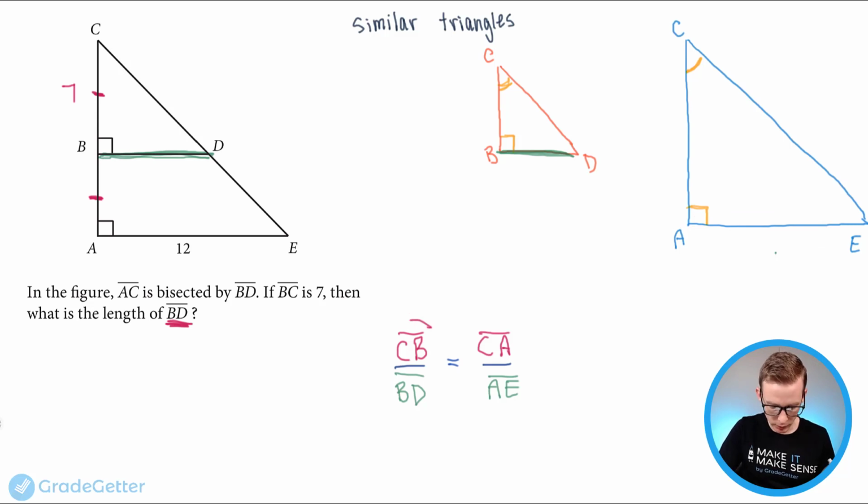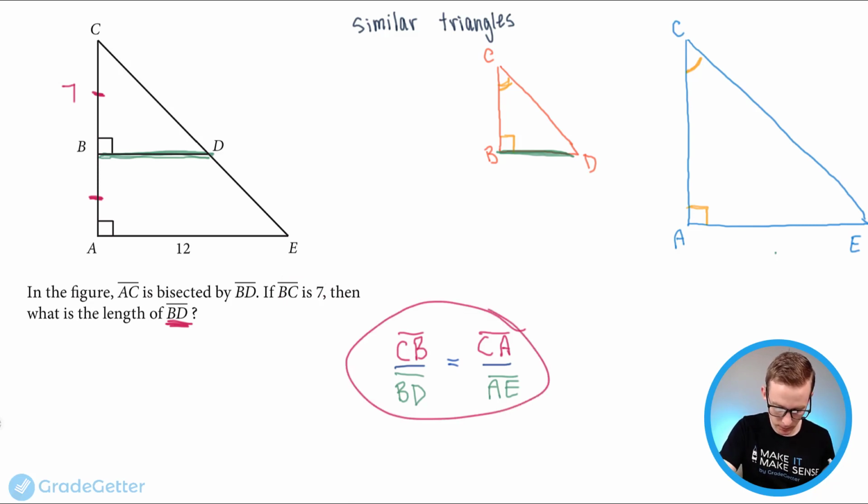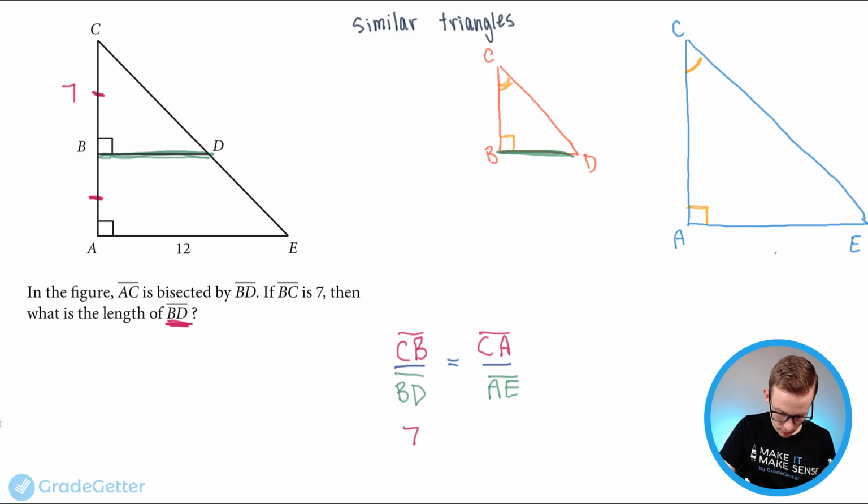Okay, so if I knew the length of line CB, I could plug that in, and I do, right? They say that it's 7, or BC, you could write it BC or CB. So they say that it's 7, so I can plug that into our equation here. So I'll have 7 over BD. Now we don't know what BD is, we're going to be solving for that.